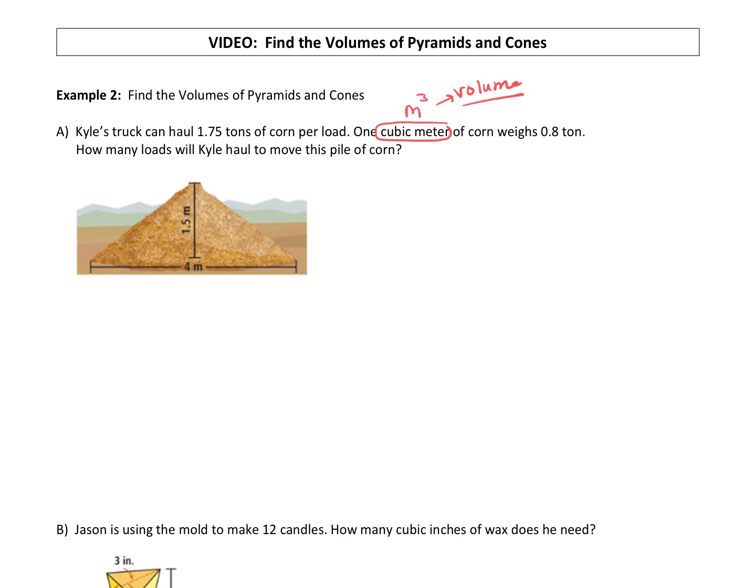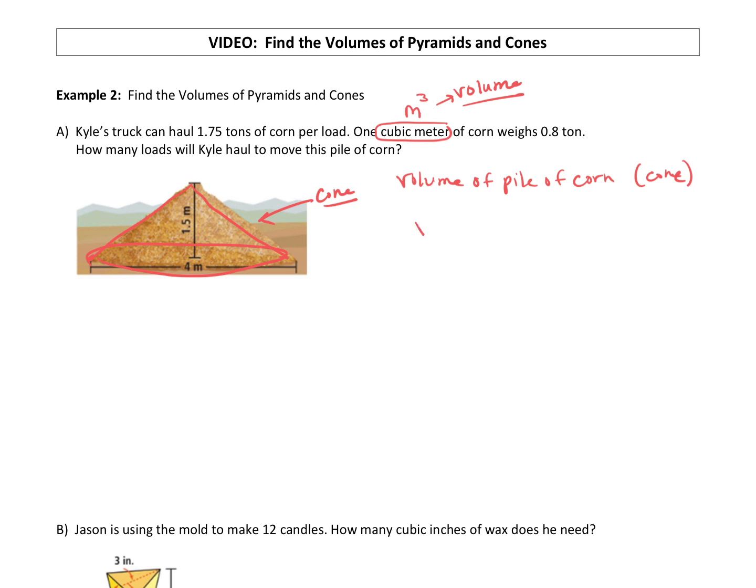Okay, so we are talking about volume here. How many loads will Kyle haul to move this pile of corn? This pile of corn is in the shape of, it's kind of hard to see, but a cone. So we're going to start by finding the volume of the corn, which is in the shape of a cone. The volume of the pile of corn, let's put it that way. And then I just put in parentheses, that's a cone.